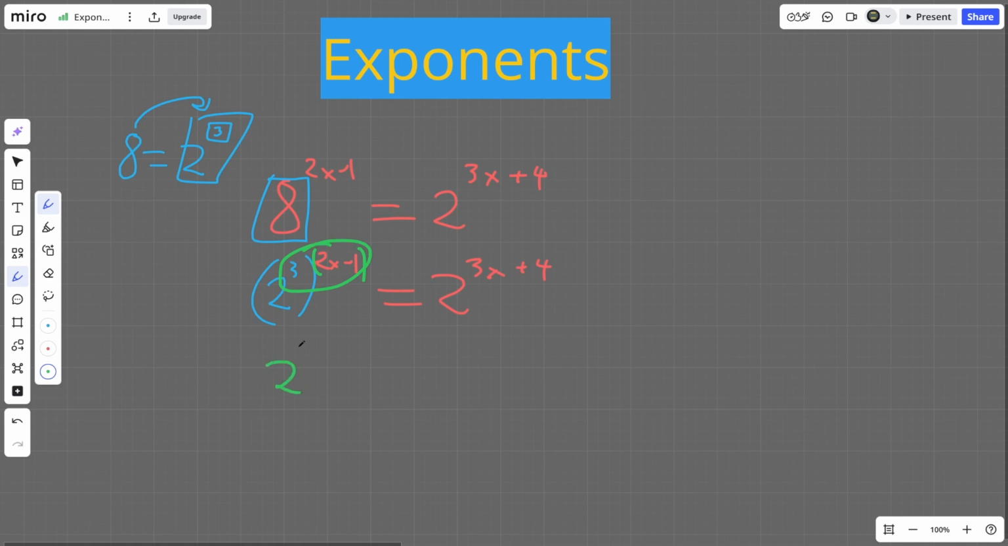This would end up being 2 to the power of 6x minus 3 equals 2 to the power of 3x plus 4, and I'm not necessarily going to solve out the rest of this, but you now have it such that the 2s cancel. The bases cancel. So you have exponent equals exponent, traditional algebra.